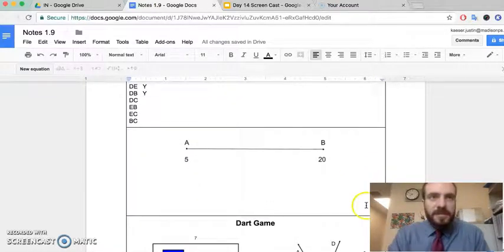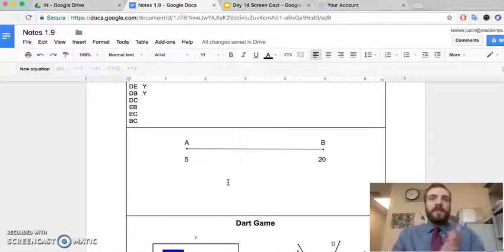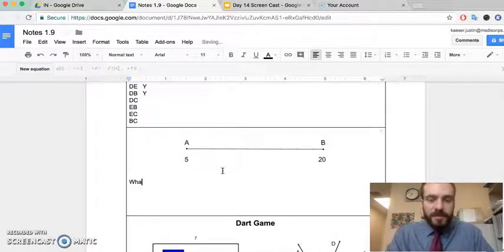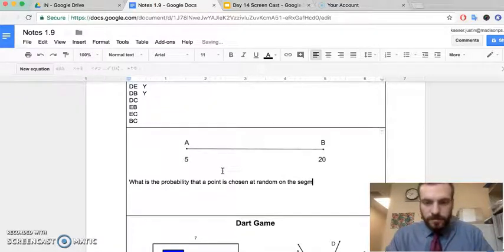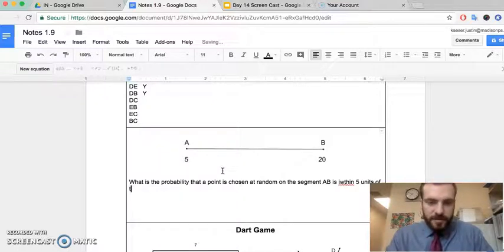Moving on to the segment. In this case, we're going to look at what is the probability that a point chosen at random on AB is within 5 units of 13. So let me type that down so you can see what we're asking. We're looking at the probability that a point is chosen at random on the segment AB is within 5 units of 13.